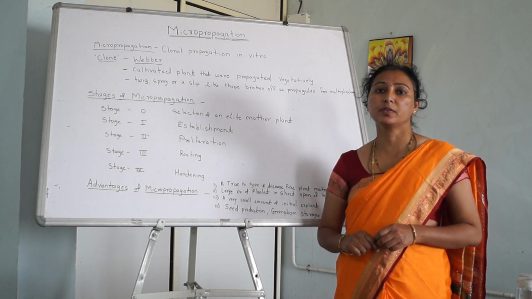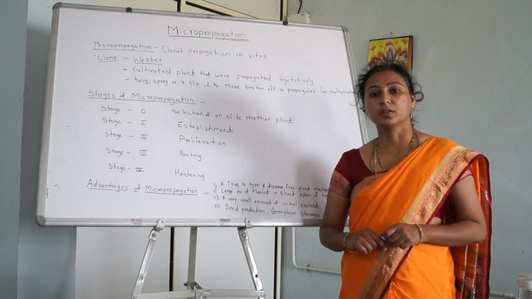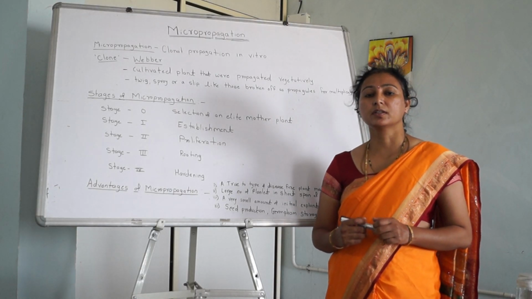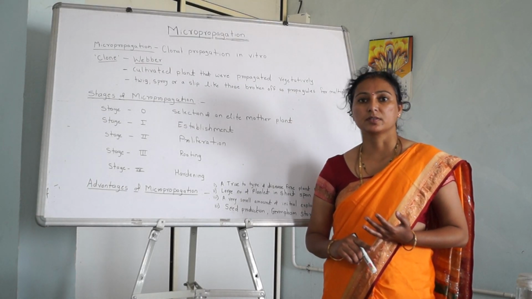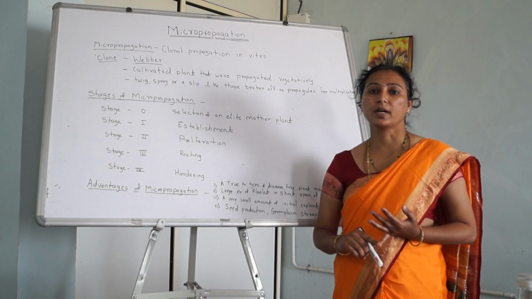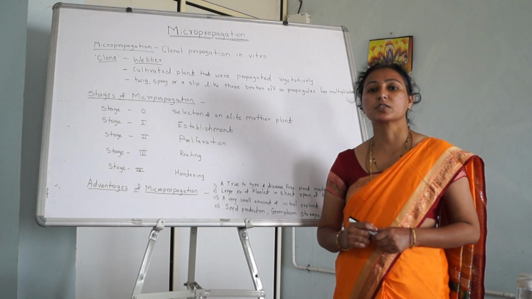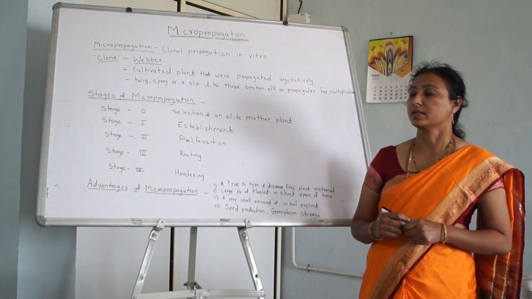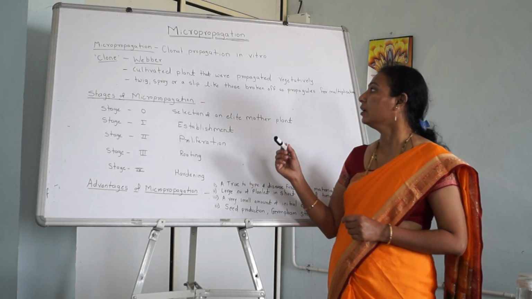The success of in vitro selection and genetic manipulation techniques depends on plant tissue culture, because after the different breeding methods and the transgenic technique, we should have a plant regeneration system ready for the regeneration of the entire plant and production of multiple plantlets. So today we will see an important technique, that is micropropagation.